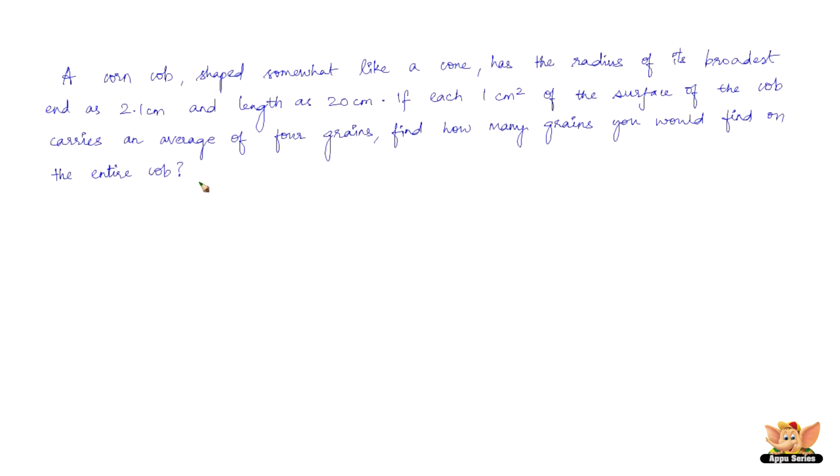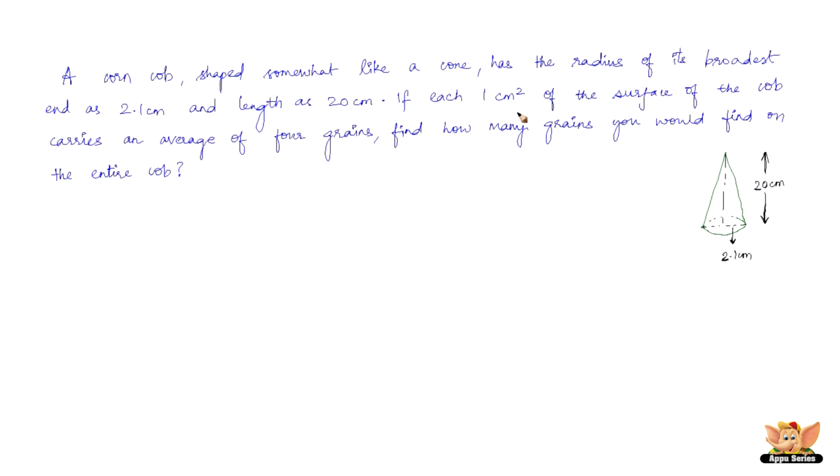So let us replicate this in the form of a cone. So say this is what we have. So the data given here is like this. The radius of its broadest end is 2.1 centimeters. So this is 2.1 centimeters. And the length is 20 centimeters. The length is clearly not slant length because nothing like that is mentioned. So it is the straight height, which is this.